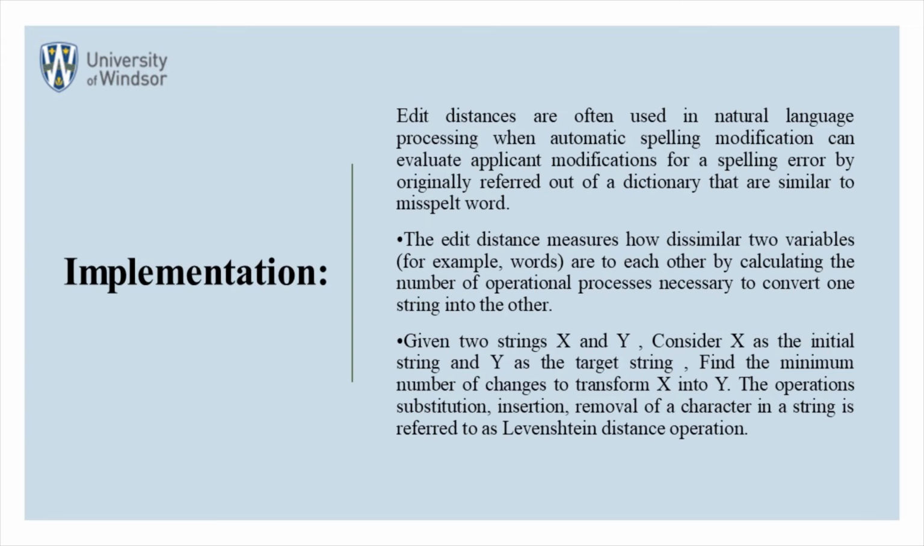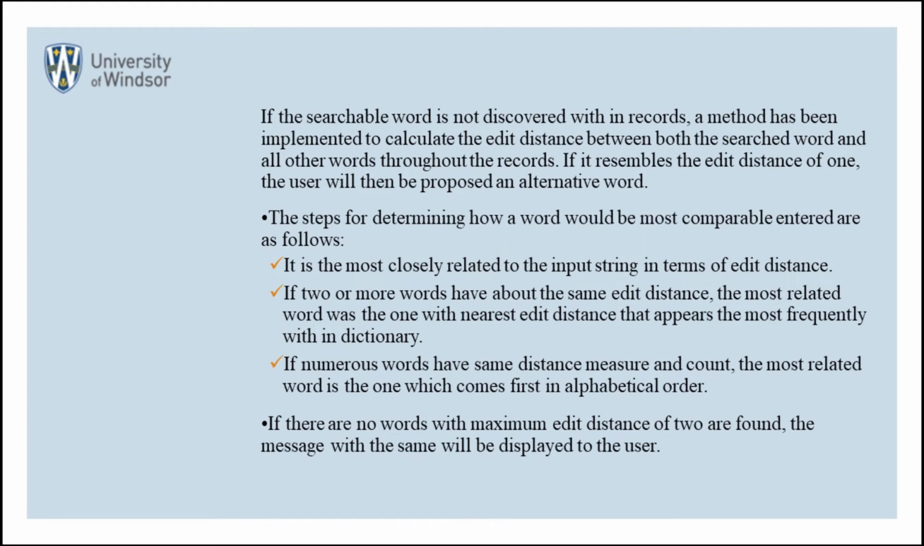Suppose we have two strings x and y, where x is the initial string and y is the target string. Then the edit distance is the minimum number of changes to transform x into y. The main operations are substitution, insertion, and removal of a character in the string, and it is also known as the Levenshtein distance operation. If the searched word is not discovered within the records, a method has been implemented to calculate the edit distance between the searched word and all the other words throughout the record. If it has an edit distance of 1, the user will then be proposed an alternative word.